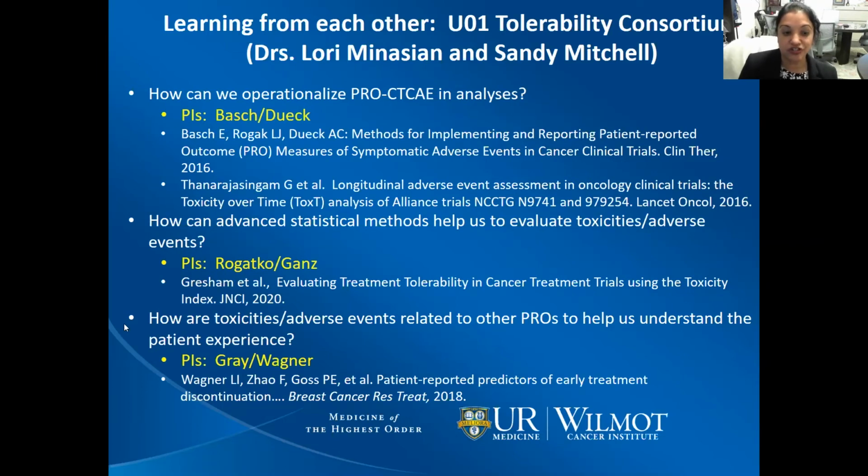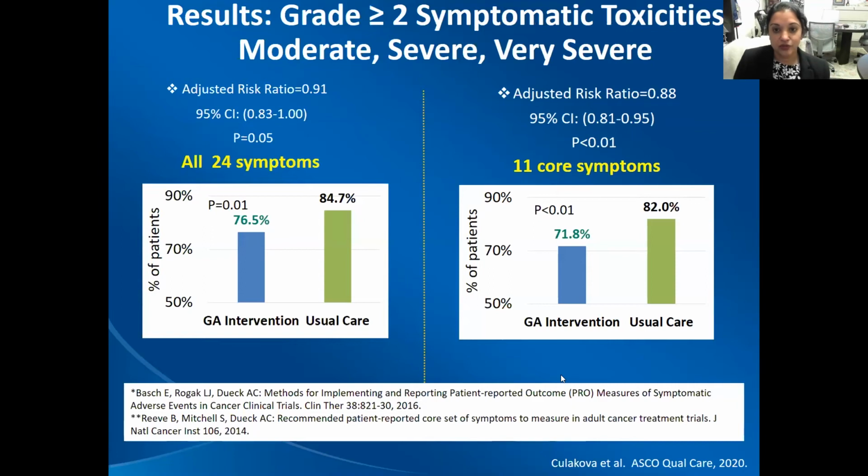And then from the Drs. Gray and Wagner groups, we're really learning about the patient experience. This group has focused a lot of their work on the GP5 question, which is a question out of the FACT quality of life scales that discusses the bother of AEs to the patient, and showed that the GP5 is related to early discontinuation of treatment.